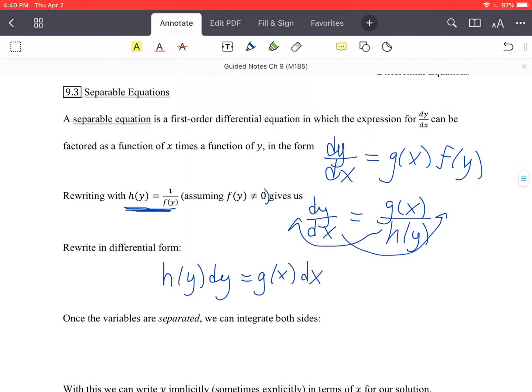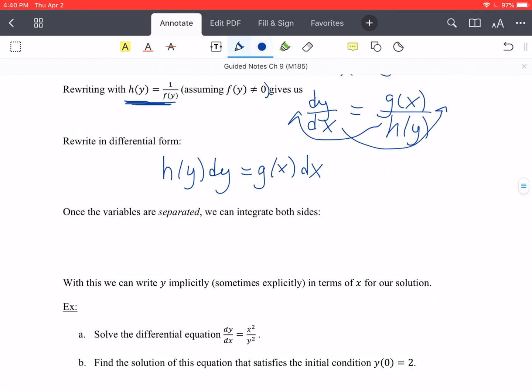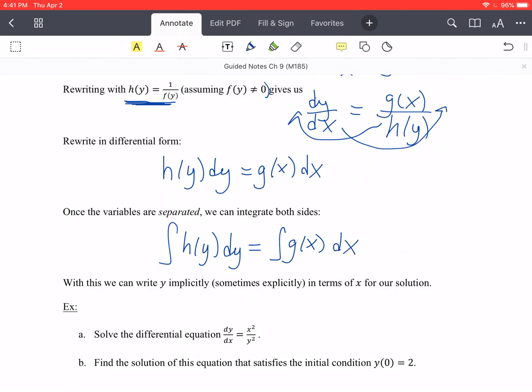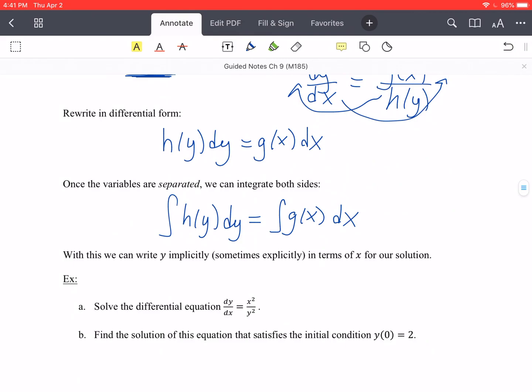Once we have the variables separated, so the y's on one side and the x's on the other, we can integrate. This gives us the integral of h of y dy equals the integral of g of x dx. It doesn't matter what variable we're integrating with respect to, we can still compute them the same way. And then that allows us to solve for y. Sometimes you can solve for it explicitly, sometimes it's just implicitly. So you might not be able to get y equals some function of x every time, but that's okay.